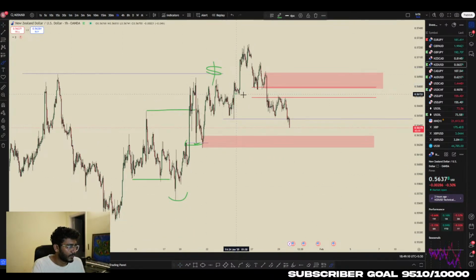Price has swept the equity and gave us a change of character. If this breaks, then we will look for a sell side entry.